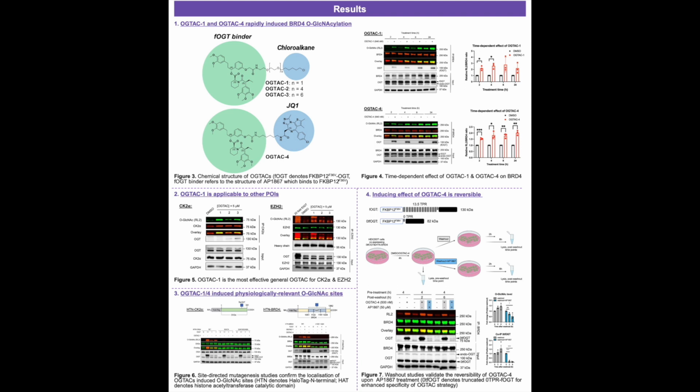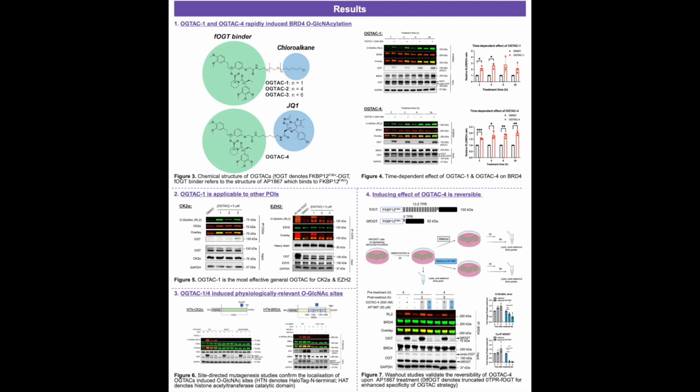Firstly, OGTAG1 and OGTAG4 rapidly induce BRD4 O-GlcNAcylation. In Figure 3, I show the chemical structures of OGTAGs, which include OGTAG1, 2, 3 as general OGTAGs and OGTAG4 for BRD4 specifically. And in Figure 4, I show the time-dependent effects of OGTAG1 and OGTAG4 on BRD4 O-GlcNAcylation. And we can see clearly, after 2 hours, OGTAG1 and OGTAG4 both induce a significant increase of BRD4 O-GlcNAcylation.